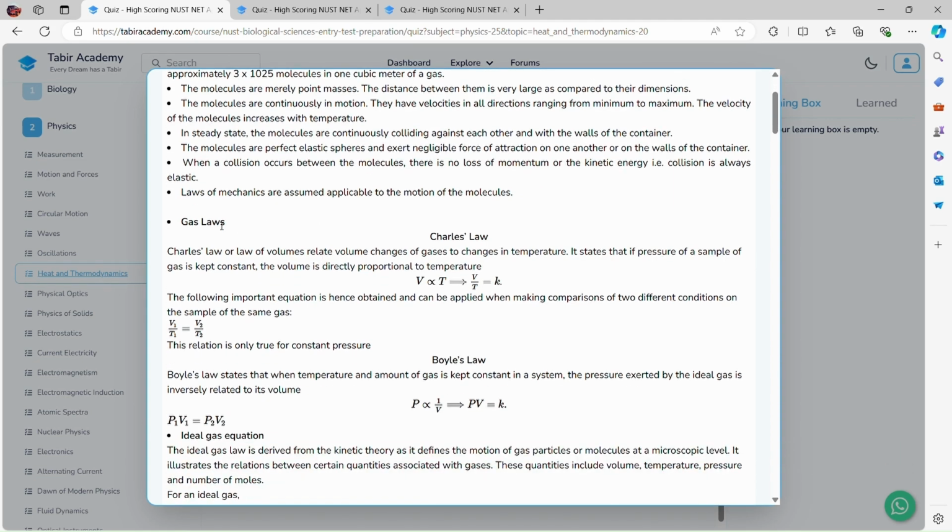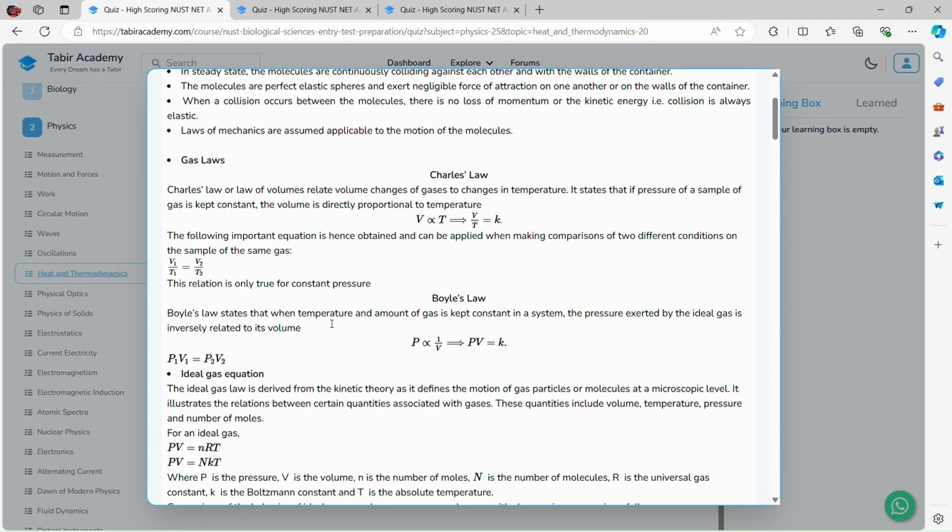Let us start with gas laws. Charles' law, or law of volumes, relates volume changes of gases to changes in temperature. It states that if pressure of a sample of gas is kept constant, the volume is directly proportional to temperature. So V is directly proportional to T, V over T equals K. The following important equation is hence obtained and can be applied when making comparisons of two different conditions of the same sample of gas: V1 over T1 equals V2 over T2. This relation is only true for constant pressure.